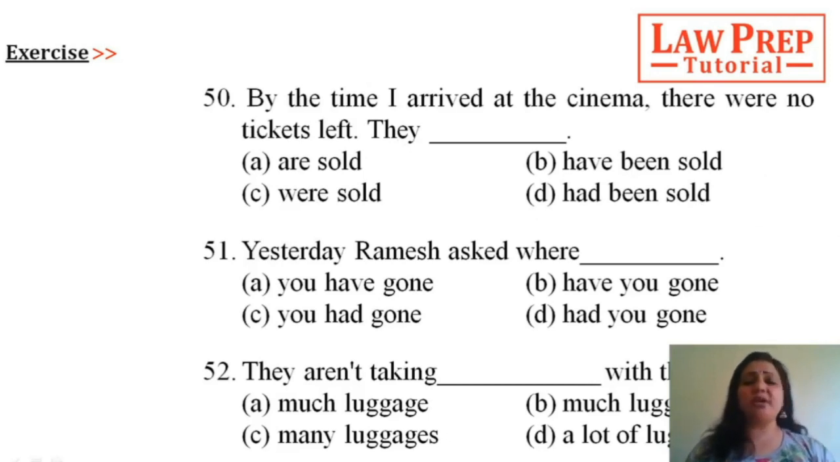When we talk of such a question, that means you are reaching the cinema, simple past tense. It's already given in simple past tense. When it is already given in simple past tense, I would use past perfect with it. Are sold is which tense? Simple present. Were sold is which tense? Simple past tense. Have been sold is which tense? Present perfect. Had been sold is which tense? Past perfect. It is in passive voice. So the tickets had been sold. The answer would be D, they had been sold. Right? Moving on to the next question.